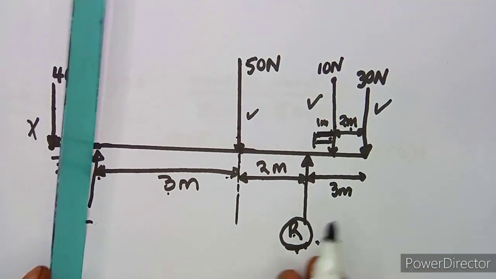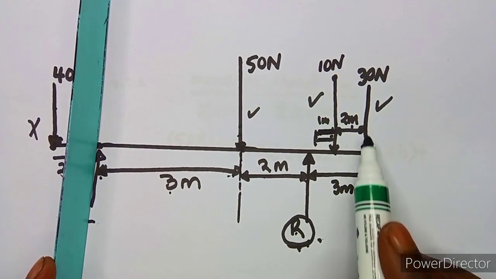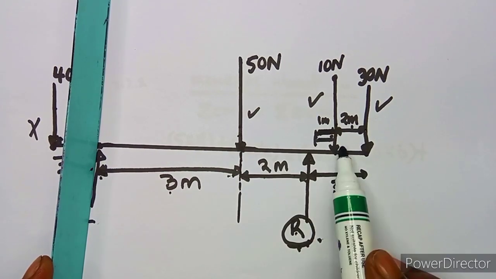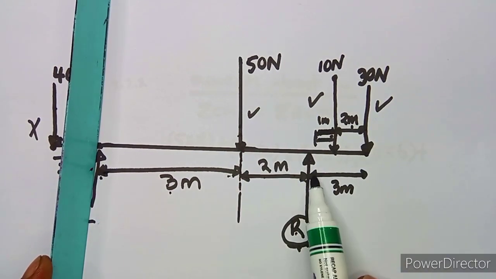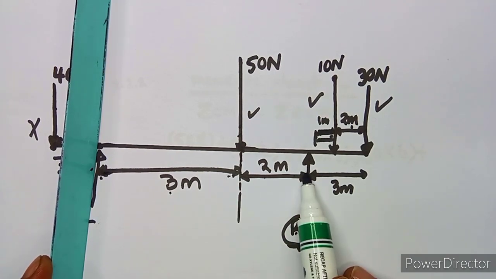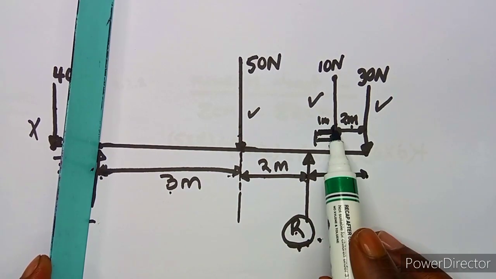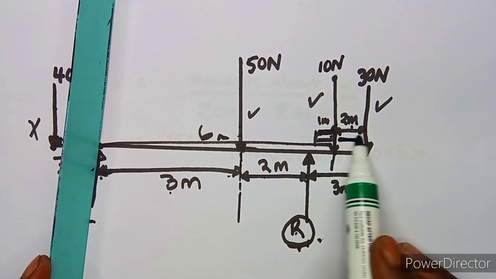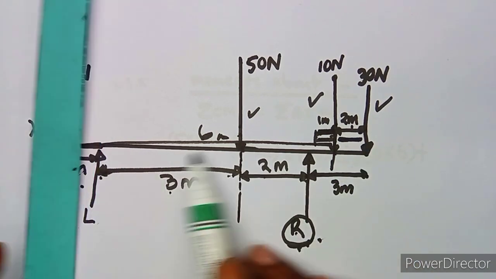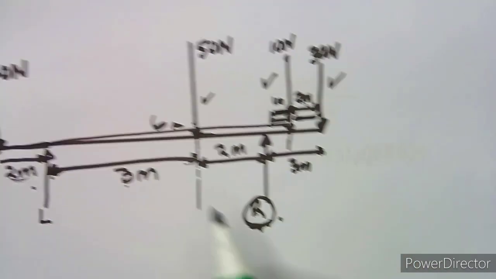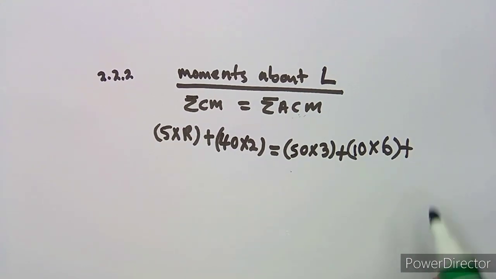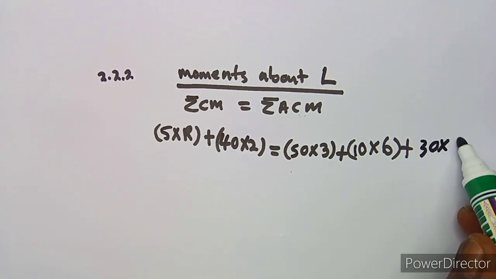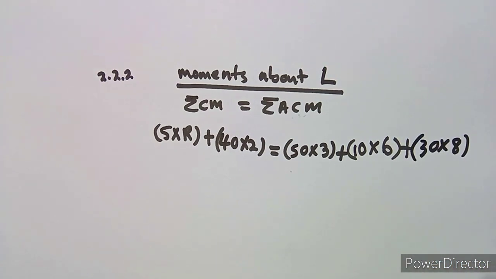Okay, you move on to another one. We have 30 back to L again. These ones are taken back to L, so this is 30 back to L. Remember, from this point to this point it's actually 5, so it's 5 plus 1, or 6, because at this point we have 6. So if this is 6, then 6 plus 2 is 8, so everything is 8, so it's 30 by 8. All right, so that's what you're going to have if you consider moments about L.